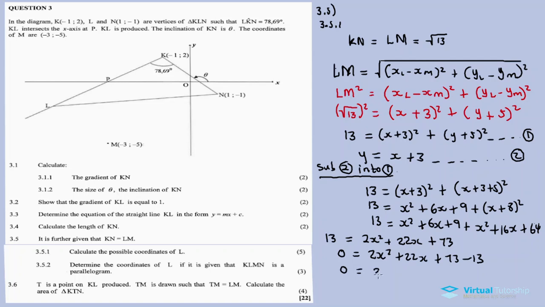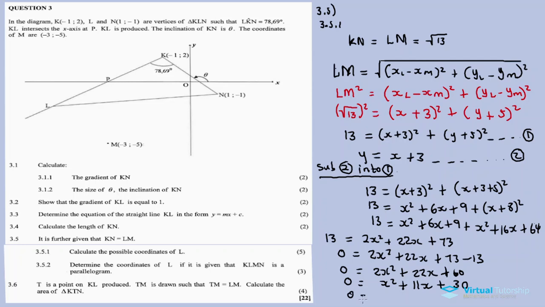0 is equal to 2x squared plus 22x plus 60 now, and then do I use the quadratic formula or the factoring method? I will divide by 2 throughout and use the factoring method. So I will have x squared, 2 divided by 2 is 2, 0 divided by 2 is 0, 22 divided by 2 is 11x, plus 60 divided by 2 is what? Is 30.